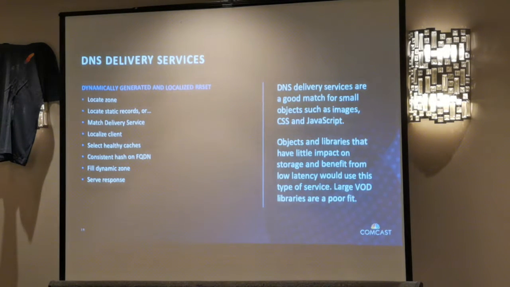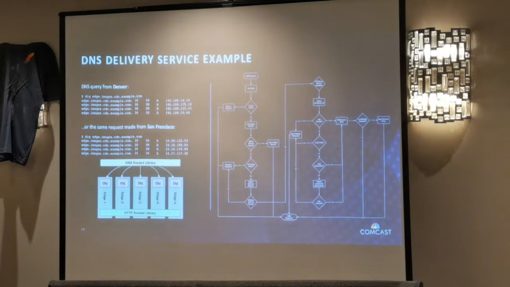We have the ability to do that today, yes. For any cache, you can change the hash count, and that controls the number of entries on the traffic router hash ring for generating that RR set. So anyway, when we're done with that, we fill the dynamic zone, we put it in our cache, and then we serve the response. The big thing with DNS delivery services is that these are usually small objects, small library sizes, things where you don't really care about polluting the cache. So this is what it looks like.